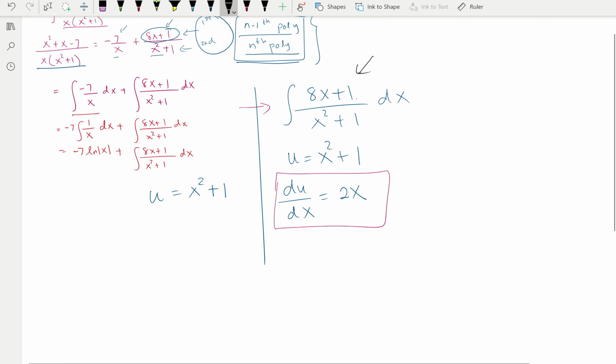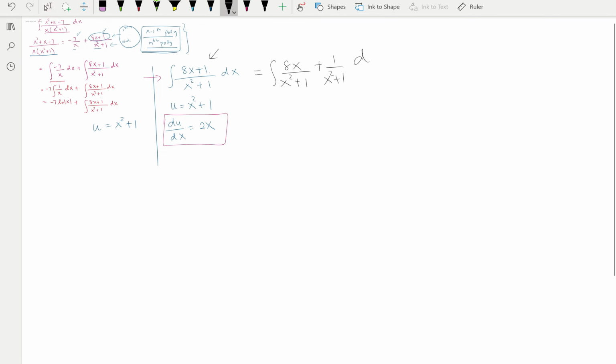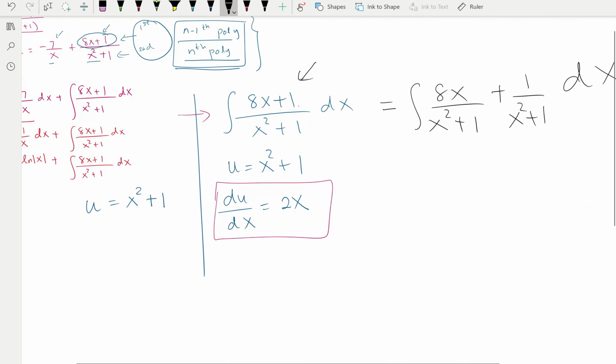Well, we use an algebraic trick. What is the algebraic trick? What we are going to do here is divide each term in the numerator by the denominator. Listen carefully. Each term in the numerator will be divided by the denominator. So what we are going to get is 8x over x squared plus 1 plus 1 over x squared plus 1. That's what I did here. I divided each term in the numerator by the denominator. Now the purpose of that is that we have that simpler form: 2x, 8x, almost the same thing.